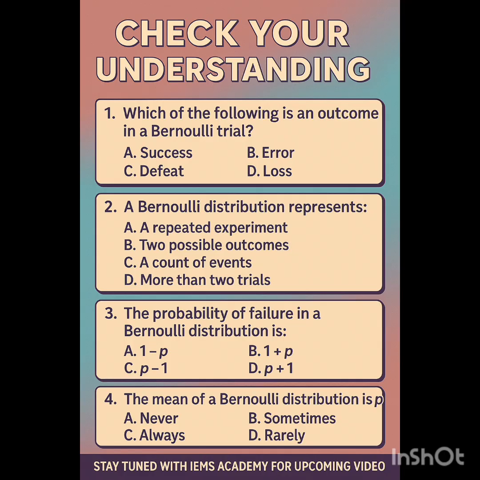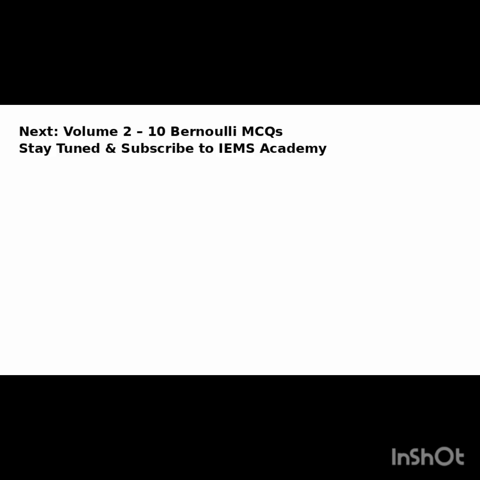Check your understanding, giving 4 MCQ questions. First, which of the following is the outcome in a Bernoulli trial? A. Success, B. Error, C. Defeat, D. Loss. Second question: Bernoulli distribution represents A. a repeated experiment, B. 2 possible outcomes, C. a count of events, D. more than 2 events.